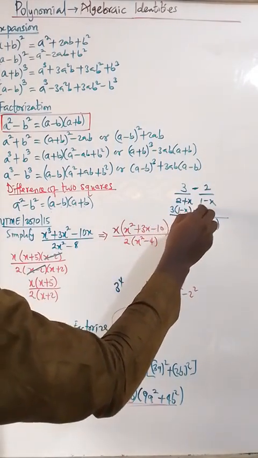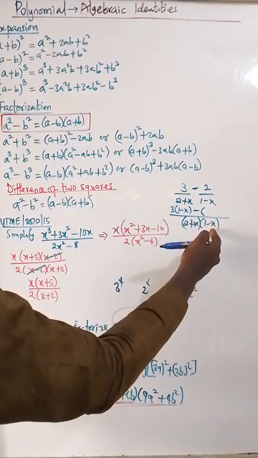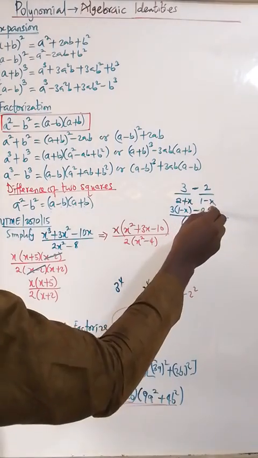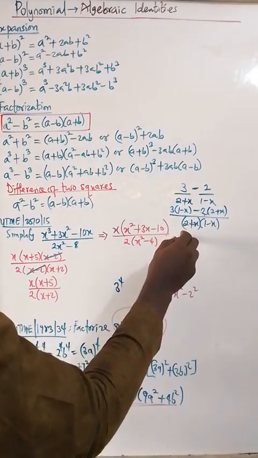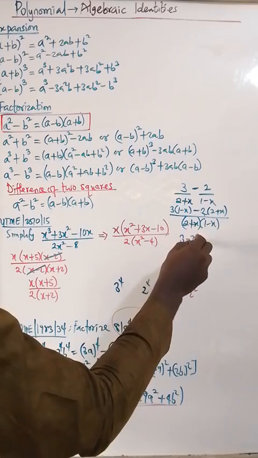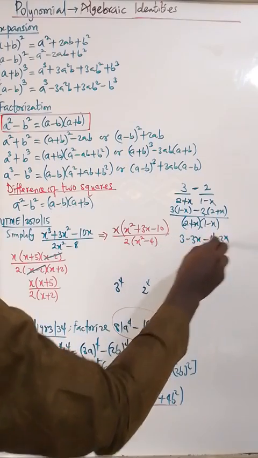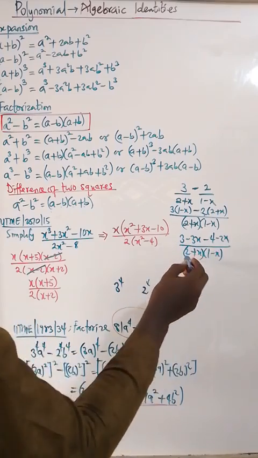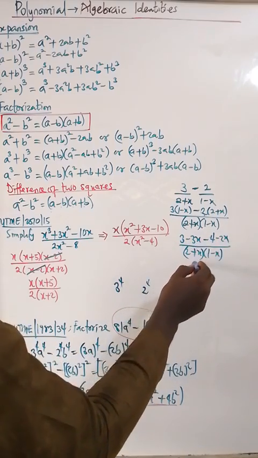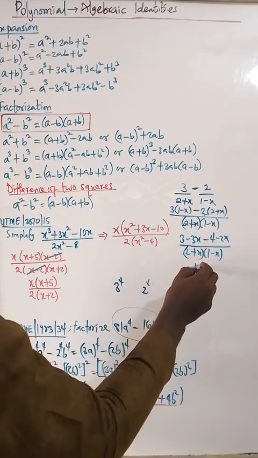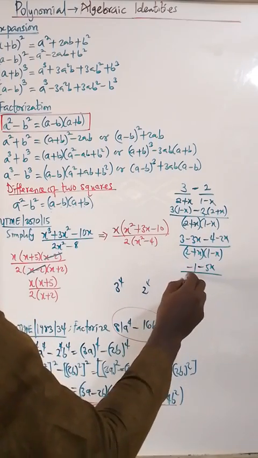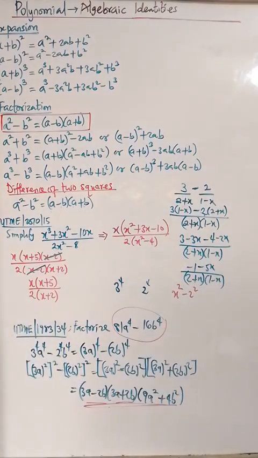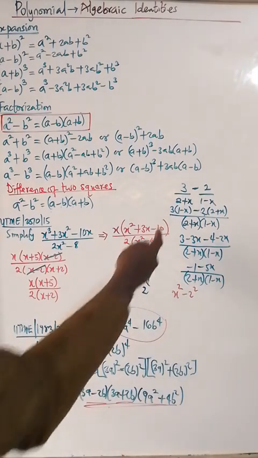Then this minus remains. Then 1 minus x cancels, we have 2 plus x multiplying 2. So we are having 2 into 2 plus x. From there, we'll be having 3 minus 3x minus 4 minus 2x over 2 plus x, 1 minus x. So in this case, 3 minus 4, that's minus 1, minus 3x minus 2x is minus 5x, divided by 2 plus x, 1 minus x. So if you are given any fraction to add or subtract, I believe you know how to do that using the concept of LCM.